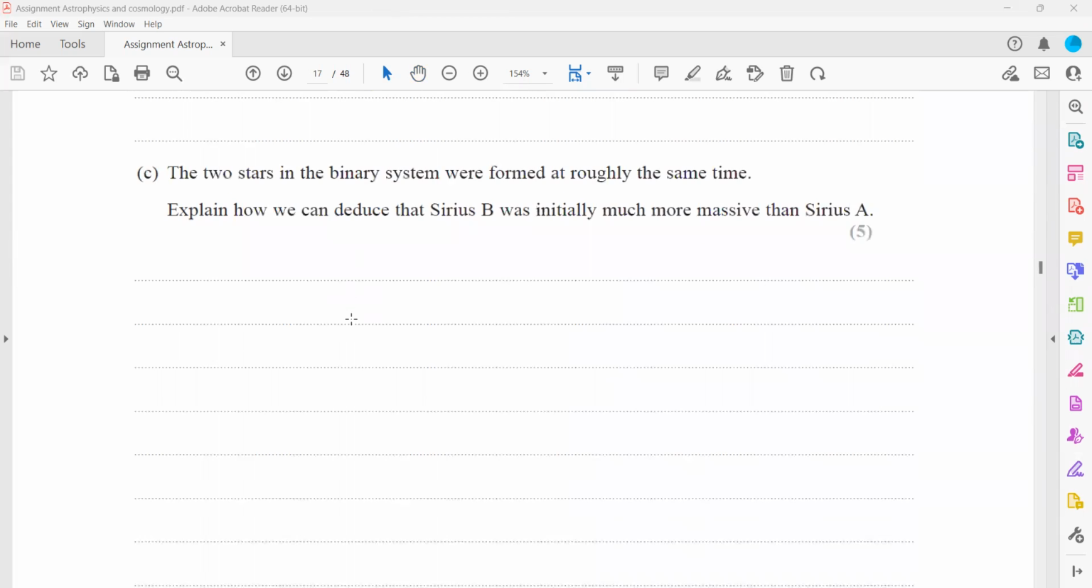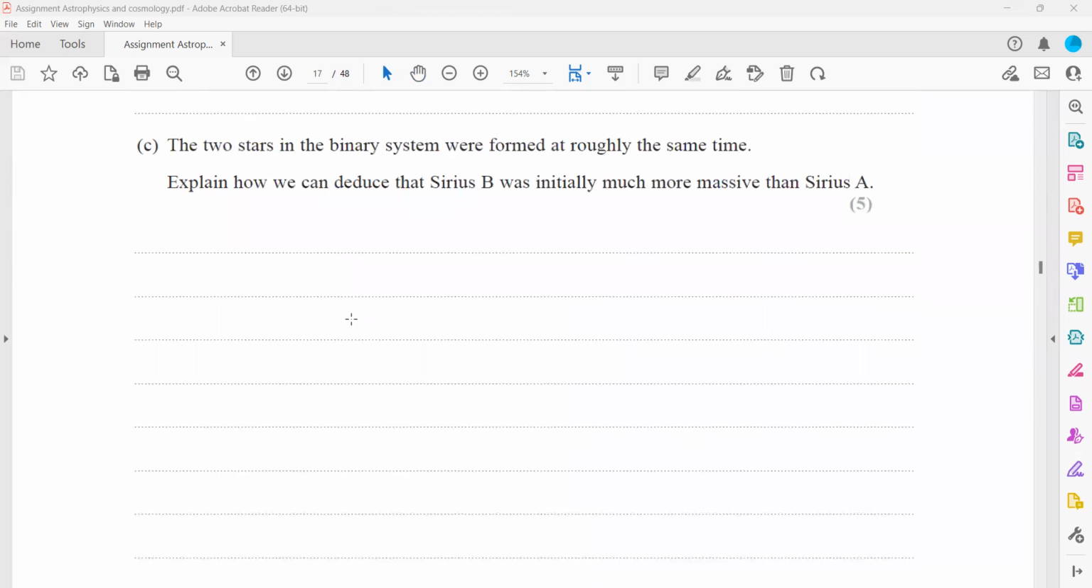Then the two stars in the binary system were formed at roughly the same time. Explain how we can deduce that Sirius B was initially much more massive than A. When we have a low mass star, like the mass of the Sun, these stars have a long lifespan in the main sequence, whereas high mass stars usually have a short time in the main sequence. They cannot remain in the main sequence for a longer period of time.